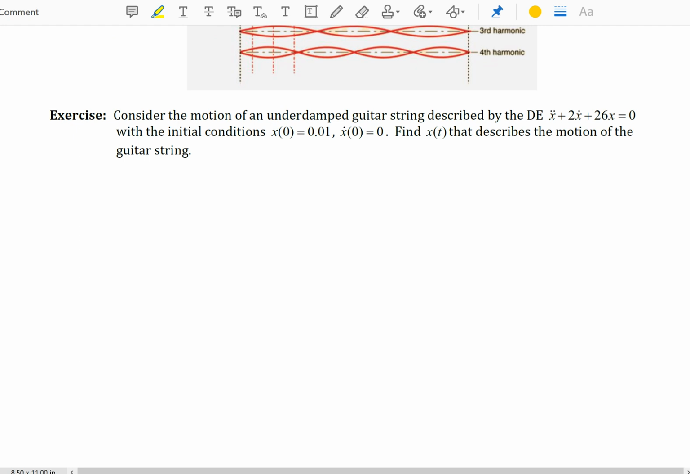Consider the motion of an underdamped guitar string described by the DE x double prime plus 2x prime plus 26x equals 0, with the initial conditions that your initial displacement from equilibrium is 0.01 meters and your initial velocity on your guitar string is 0. So this would be the scenario where you pull the guitar string and just let it go, not imparting any initial velocity. Of course, since we're given the differential equation already, we don't have to write it. We can jump right to the characteristic equation.